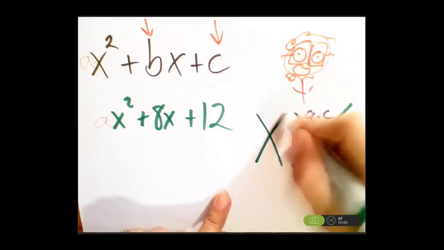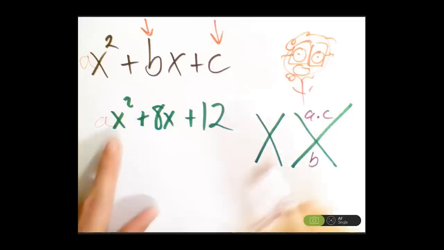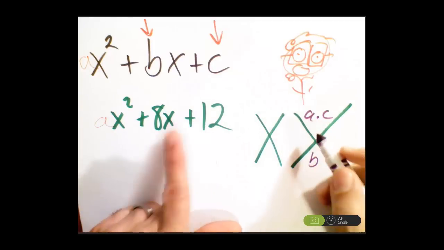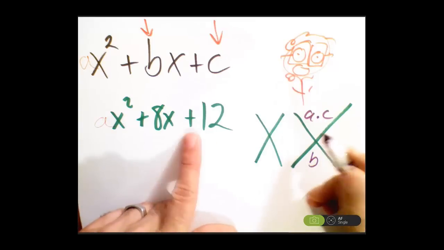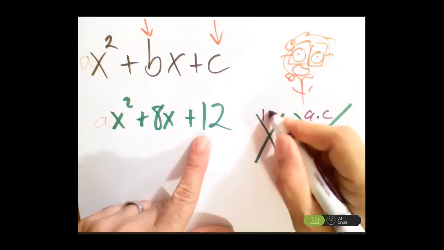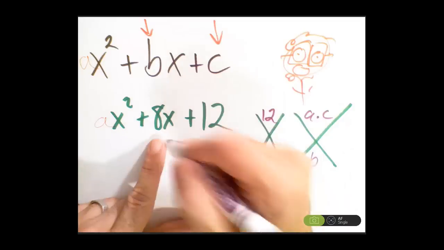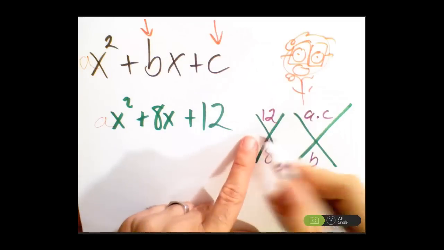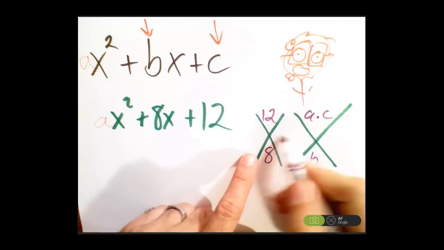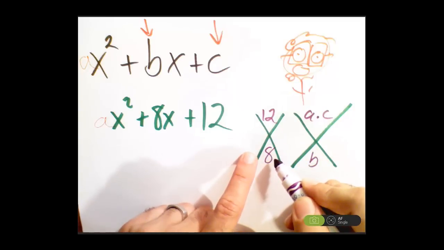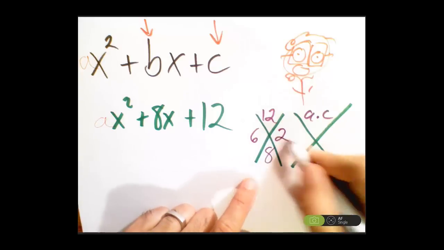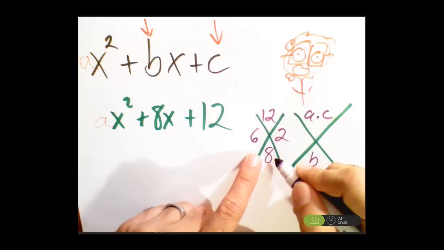So, x factor. In this case, my a is 1, and my c is 12. So 1 times 12, it's 12. And then my b is positive 8. And I'm trying to think to myself, what are two numbers that multiply to make 12, but add to make 8? I wonder, 6 and 2. That works out for multiplying, and it works out for adding.